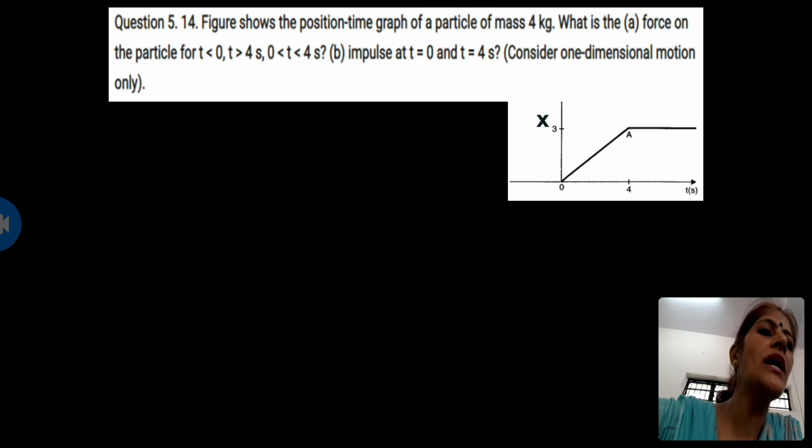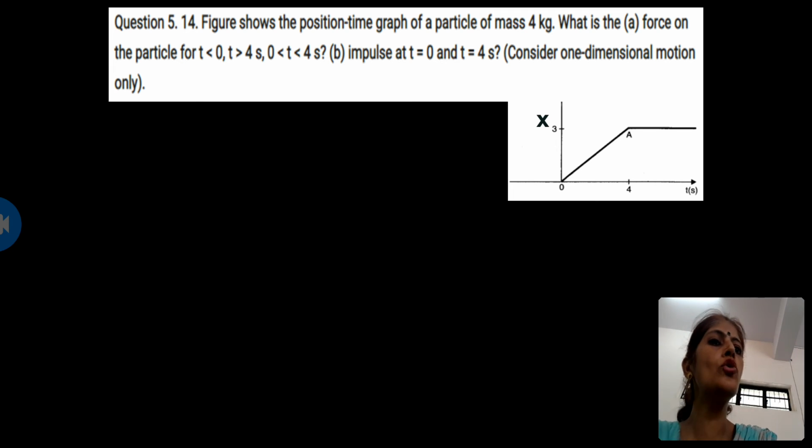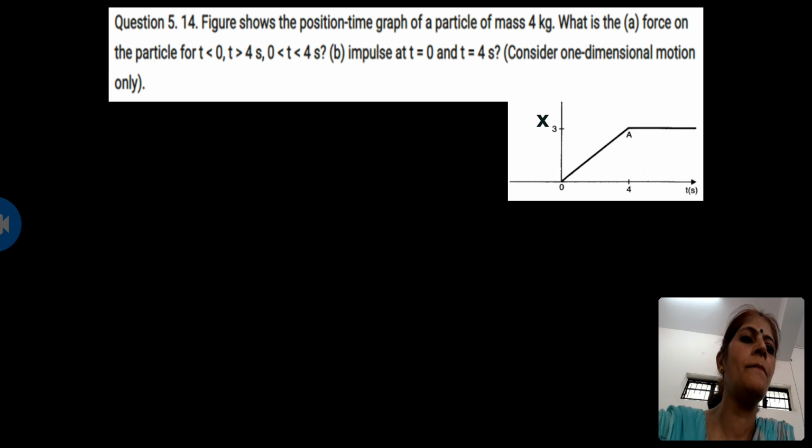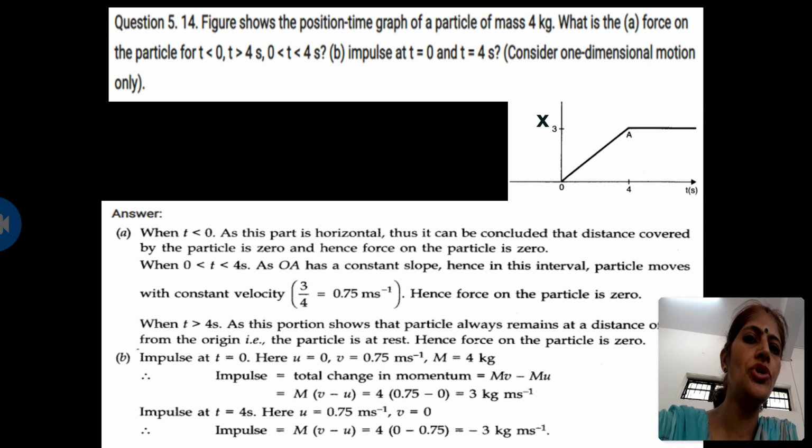As shown in the position time x-t graph, taking x along the y axis, t along the x axis, from O to A the graph is having constant slope. Corresponding to the point A, time is 4 seconds. Now mass of the particle is given to be 4 kg. We are to find the force acting on the particle for t less than 0, t between 0 to 4 seconds and t greater than 4 seconds, in all the three regions. So let us come to its solution.